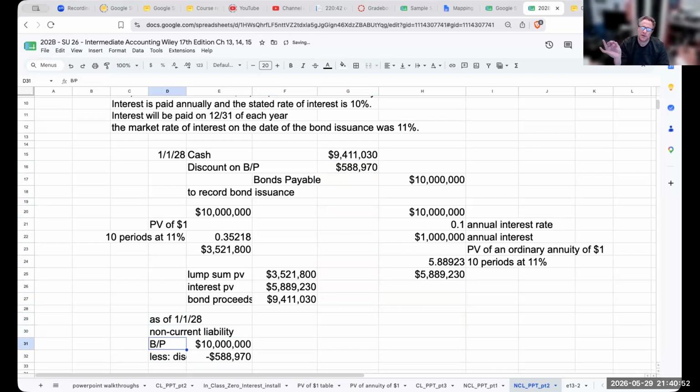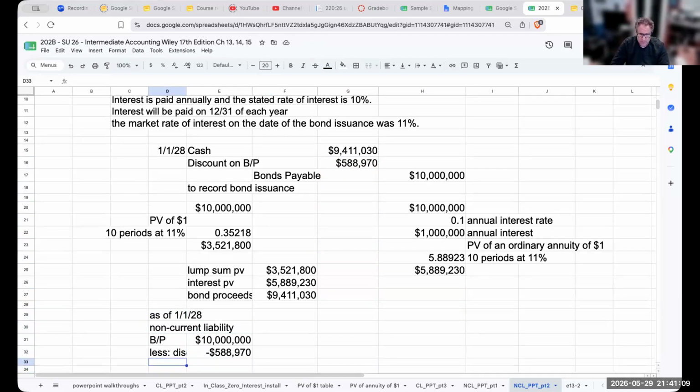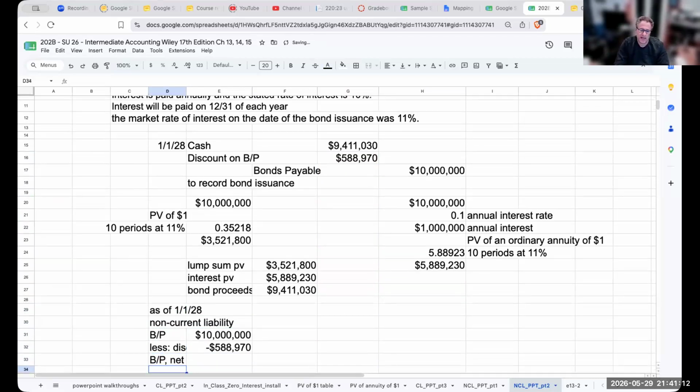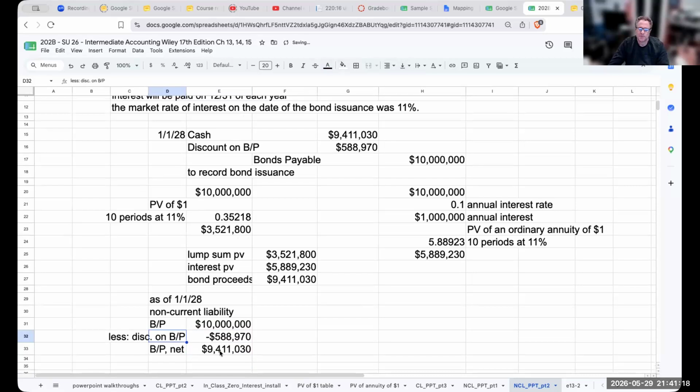Why is it a non-current liability? Because, well, one, the interest isn't due for a year, but the interest is a function of time, and that time has not yet passed. But the loan or the bond payable itself is not going to be due and payable until 12/31/37. So my bonds payable net, I'm basically saying net here. Remember, this is not bond payable carrying value. It's bond payable net.